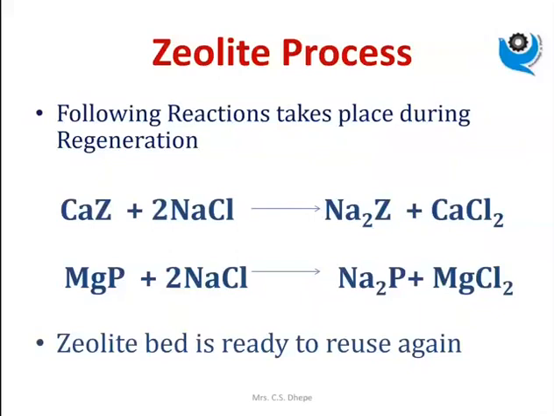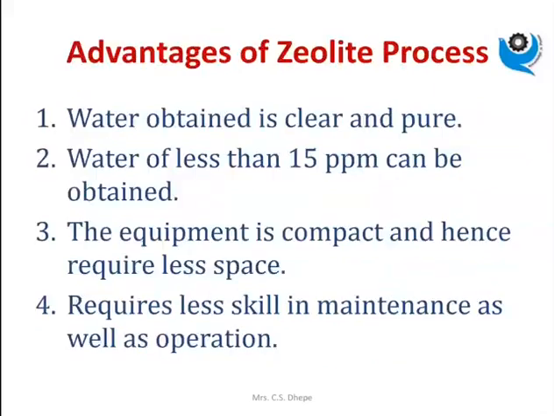So that is all about the zeolite process. Now we will see the advantages of this zeolite process. Water obtained is clear and pure. Water of less than 15 ppm turbidity is obtained. The equipment is compact and hence requires less space. It requires less skill in maintenance as well as in operation. So all these are the advantages of the zeolite process.